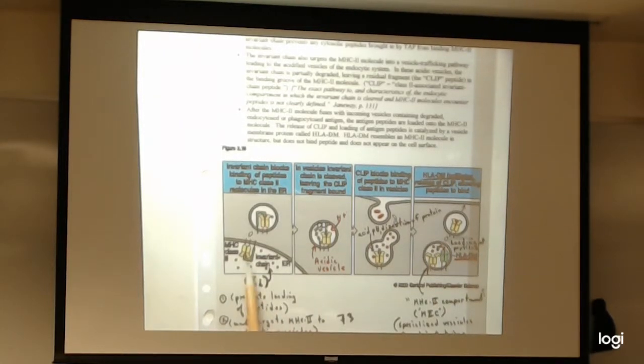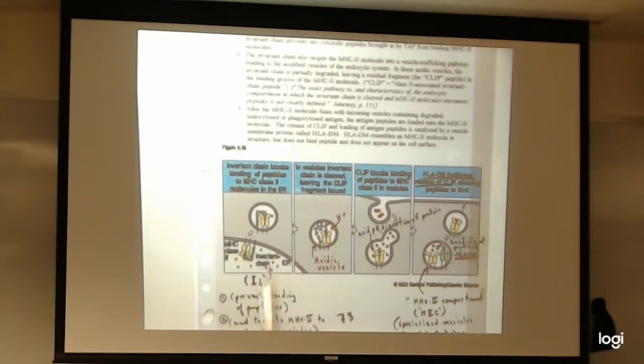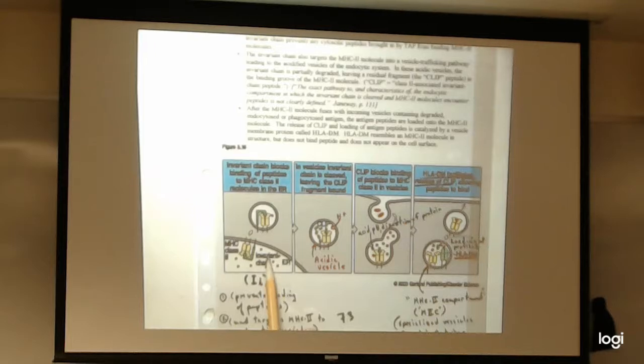So here is a newly made class 2 molecule, and the peptides from intracellular proteins. Here are these intracellular protein peptides here. They're present, but they cannot bind to the peptide-binding groove of the class 2 peptide platform here, because that's covered up by an invariant chain, Ii.